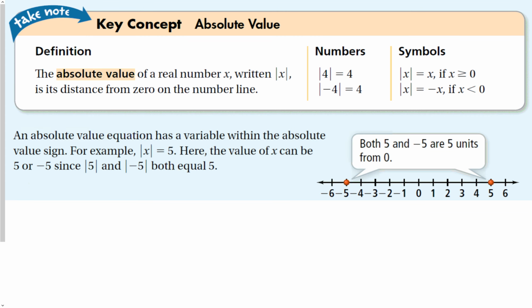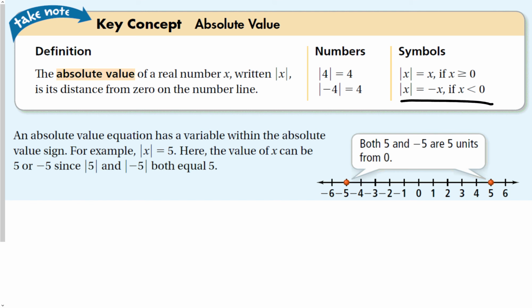Again, the definition of the absolute value of a real number, written with absolute value signs, is its distance from zero on the number line. So if you think about the absolute value of 4, it's 4 spaces away from 0, so the absolute value of 4 is 4. The absolute value of negative 4 is also 4 because it's still 4 spaces away from 0.